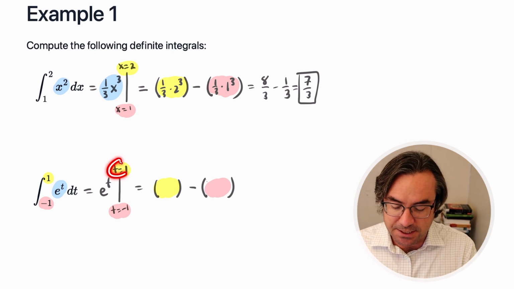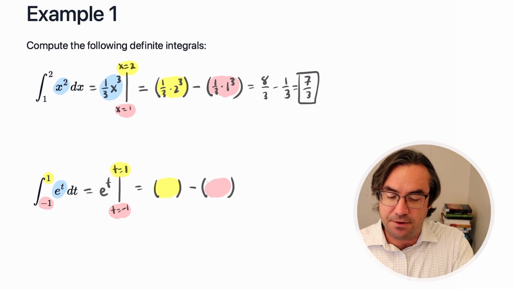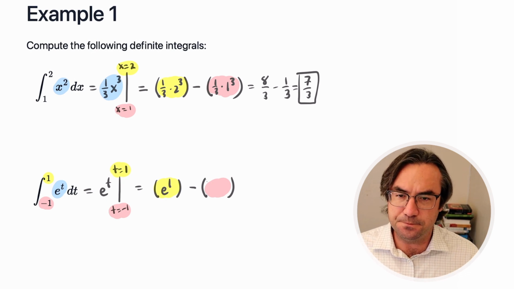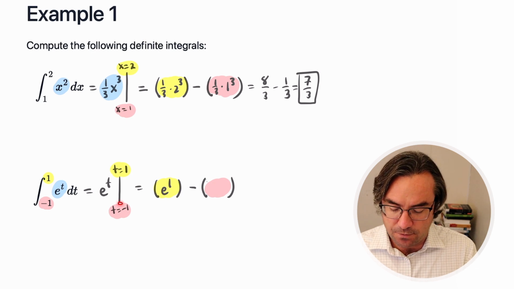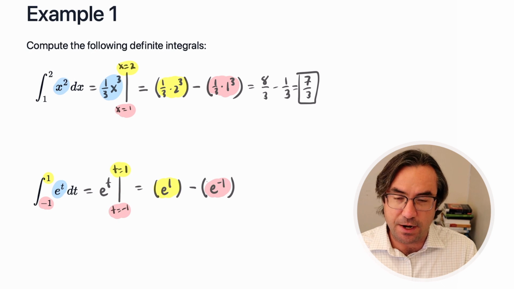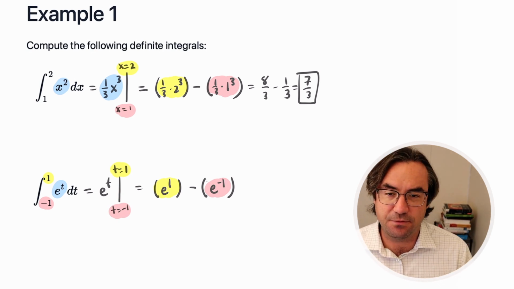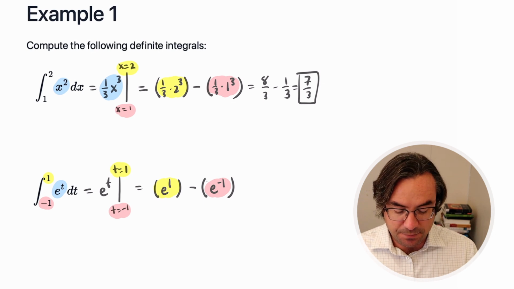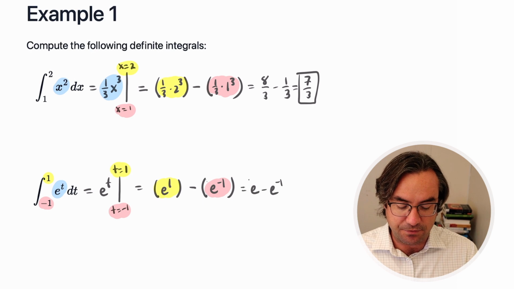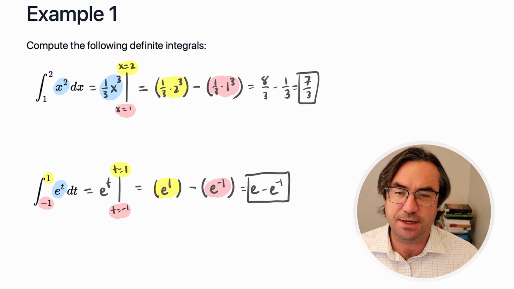All right, so let's plug t equals 1 into our antiderivative. And when we do that, we get e raised to the power 1. And then let's plug negative 1 in, and we'll fill that in right here. And we get e raised to the negative 1. And if we simplify, not really too much to do. We just get e minus e to the negative 1. And that's our answer.